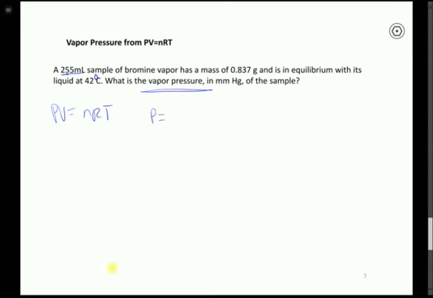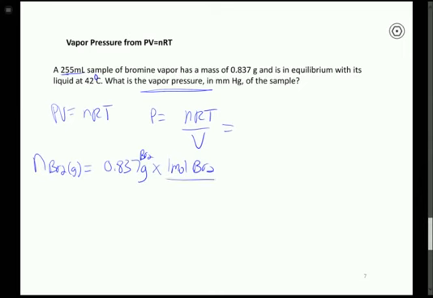The pressure is just going to be nRT divided by V. So the moles of Br2 vapor, we're told that we have 0.837 grams. We have to remember that bromine is Br2, and that means one mole has a mass of 2 times the atomic mass of bromine, which is 159.8. So we have a total of 0.00524 moles.